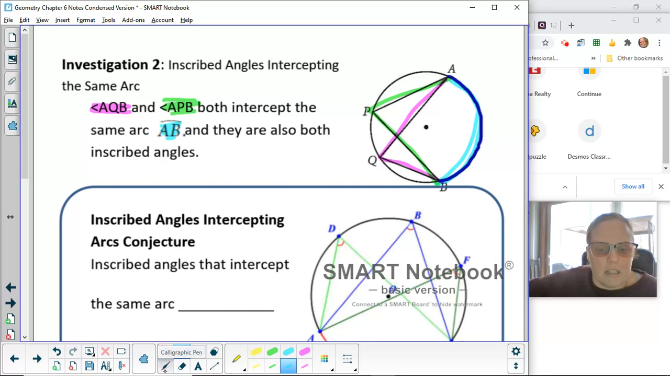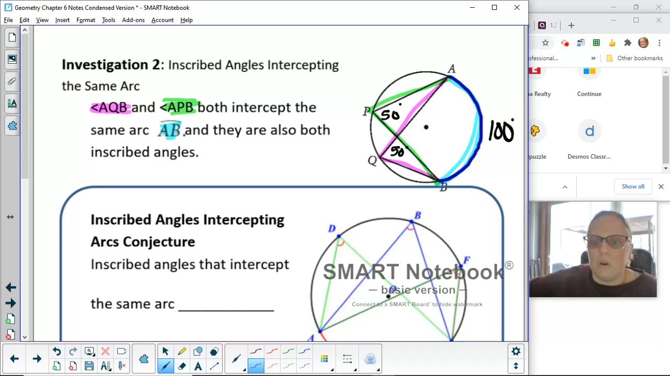So let's put in some measurements here to give examples of this. Let's say that this arc was 100 degrees. Now, I really don't know what the measurement is. I'm just throwing out a number as an example. The central angle would also be 100 degrees. But remember, when we pull it back to the edge, that inscribed angle becomes half the size of this arc. So that means angle Q would be 50 degrees, and angle P would also be 50 degrees.